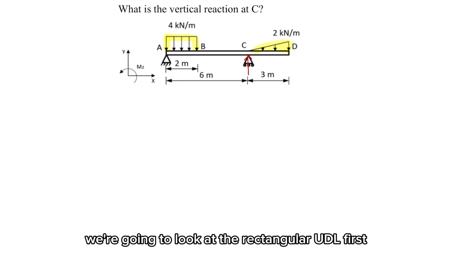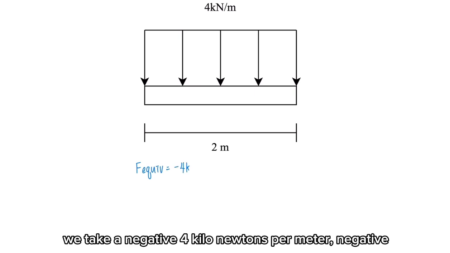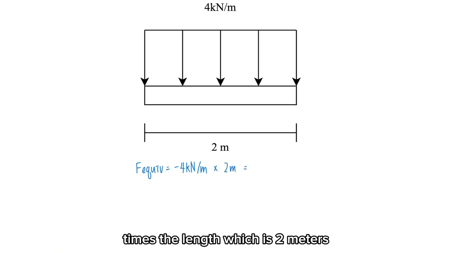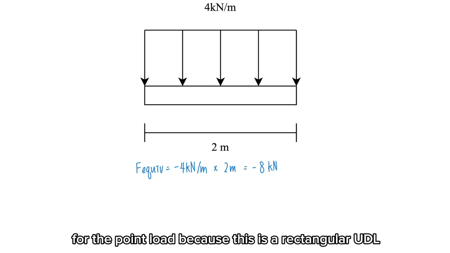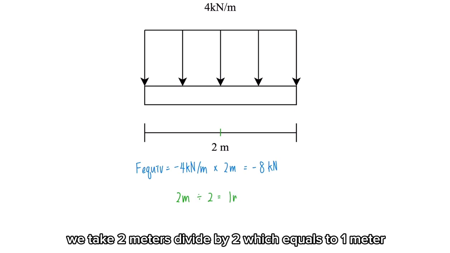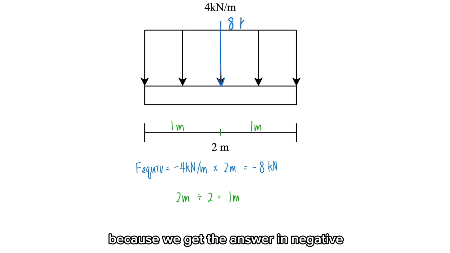We are going to look at the rectangular UDL first. We take negative 4 kN per meter, negative because it is acting in a downward direction, times the length, which is 2 meters, and we get the answer of negative 8 kN for the point load. Because this is a rectangular UDL, we know the centroid is in the middle. We take 2 meters divided by 2, which equals 1 meter. We will draw the force pointing downward because we get the answer in negative.